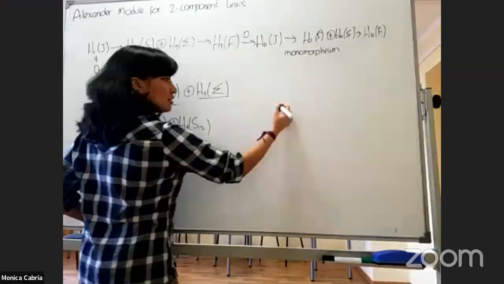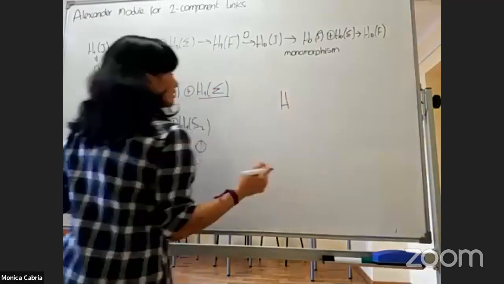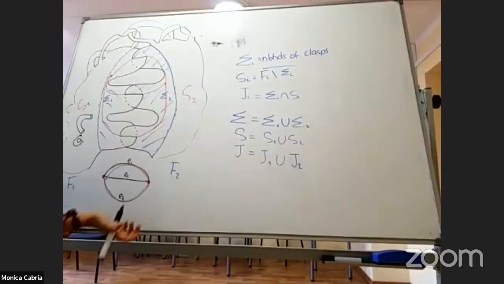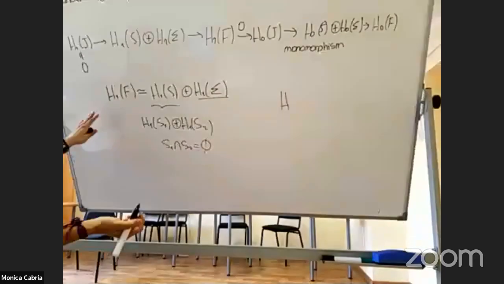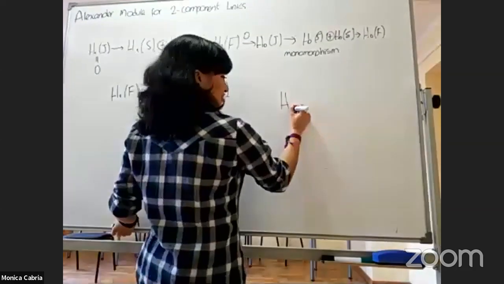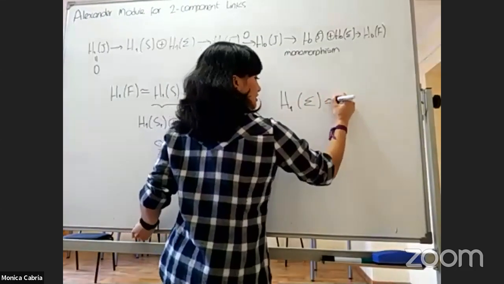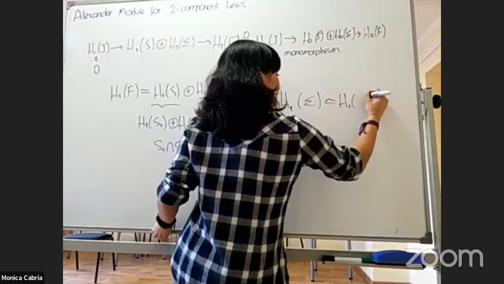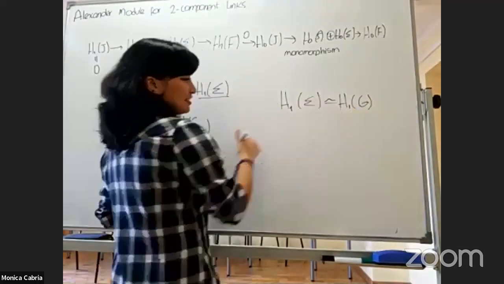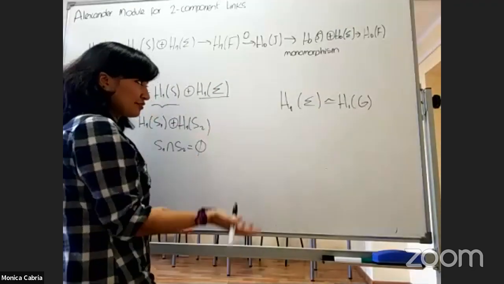So maybe you can write that H1 of sigma is isomorphic to H1 of G. Yes, G is your graph. Because we can deformation retract this sigma into this graph, then our H1 is going to be the same. Let's call this graph G. So these are the same, well, isomorphic. And this is generated by the loops in the graph.